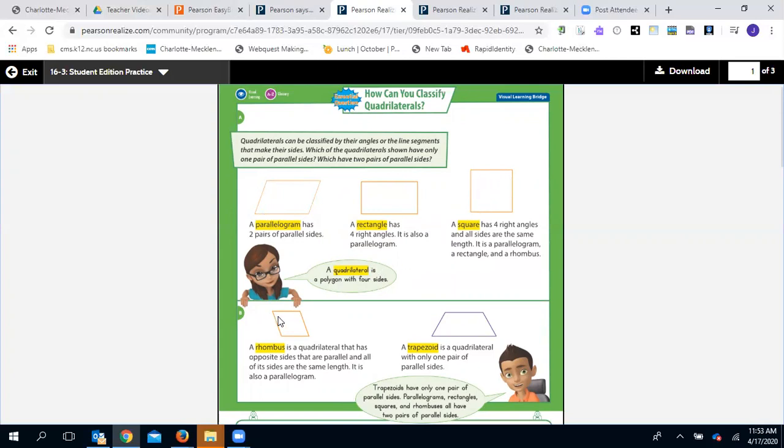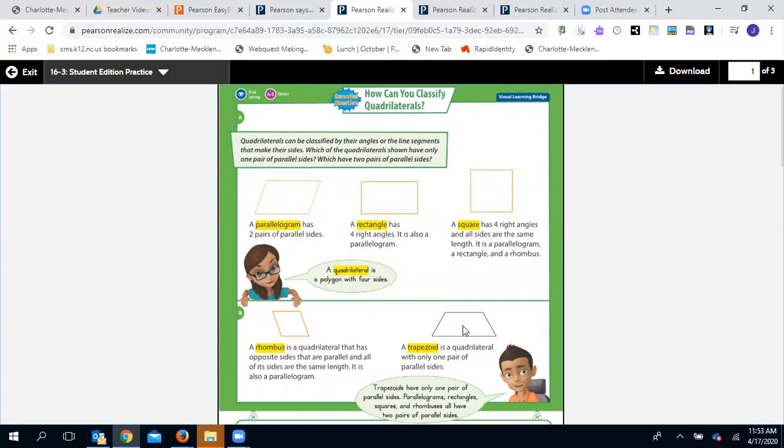A rhombus, same thing, has 2 acute angles, see them right here? And they're the same measure. These 2 right here are the same measure. They're both the same measure acute angles. And then look at these 2. They have opposite equal angles. These 2 are obtuse. So a rhombus has 2 acute angles and 2 obtuse angles.